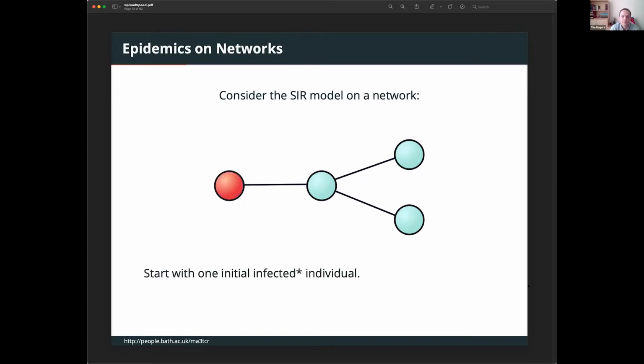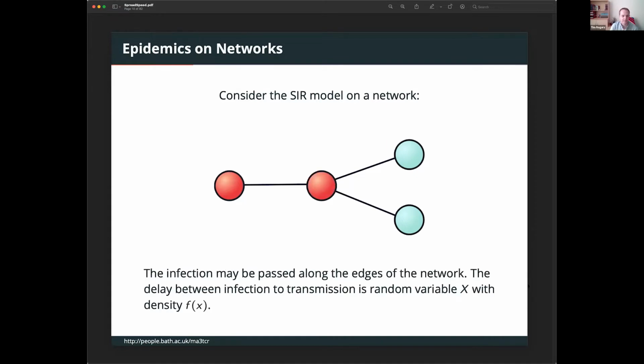In the simulation, we start with one initial infected individual, and I put the star by infected to remind me to tell you again that this applies to other models. So it could be an individual with a piece of information that they're spreading, or it could be some other thing that's spreading in the network. So we start with one initial spreader, and it can spread along the edges.